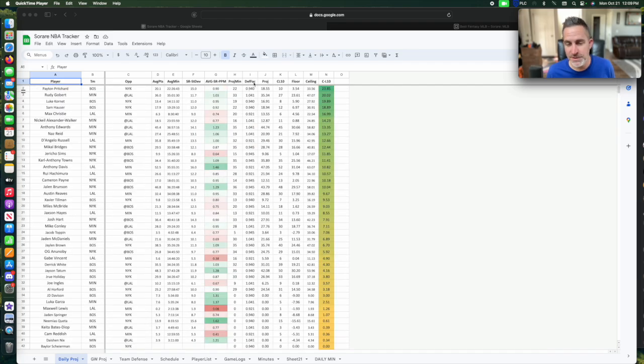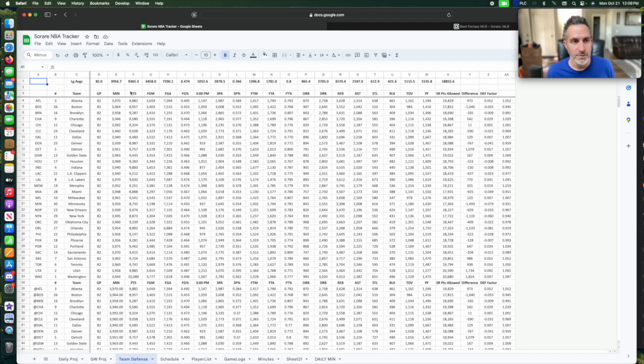Next category is defensive factor. So what I've done here is I have a team defense tab at the bottom. We figured out league averages. We figured out Sorare points. I wrote a formula for that. And then each team has a difference between their Sorare points allowed and the league average points allowed. And we use those differences to find our factors. So Atlanta will be a 5% bonus for any player playing against Atlanta because they're not a good defensive team. Boston, on the other hand, right underneath them, pretty good defensive team. When a player plays Boston, we'll take 5% off of their projection.